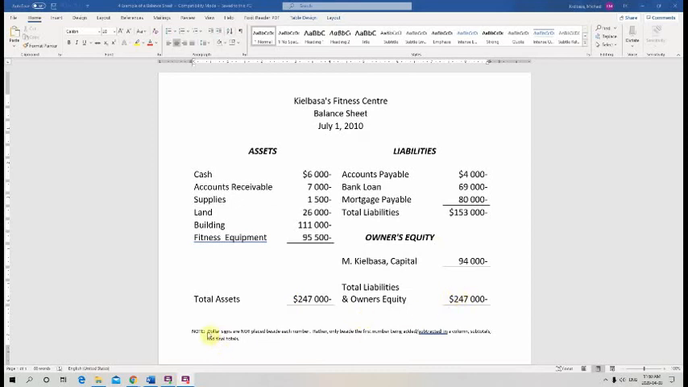Now, you'll notice there's a note down here which explains it all in text. Alright? So hopefully that helps you completing future balance sheets.